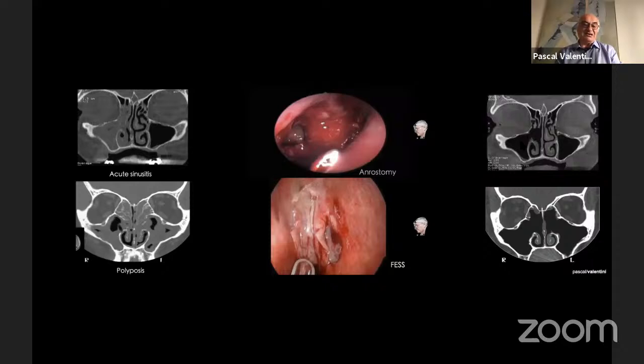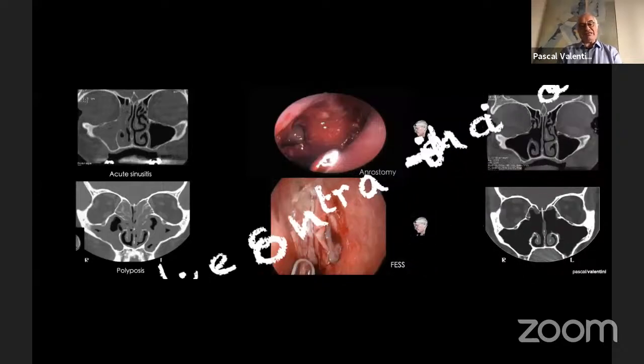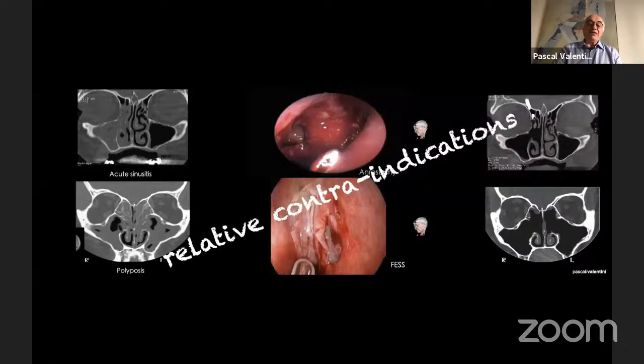sinus with the acute sinusitis, the sinus is completely clean. The ostium is completely open. Same thing for the polyposis case. Those contraindications are relative contraindications because we can manage them.